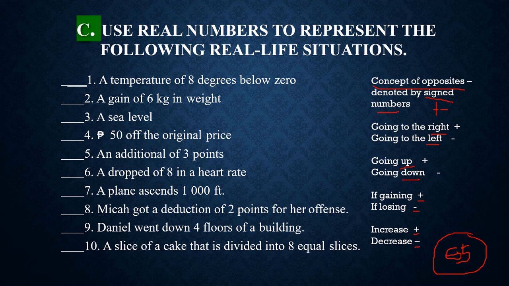For number 1, a temperature of 8 degrees below 0. So, how do you represent below? It is represented as negative. The number is 8 degrees, so that is 8. So, temperature of 8 degrees below 0 is represented as negative 8. Okay? So, again, you do the rest of the numbers starting from 2 to 10.